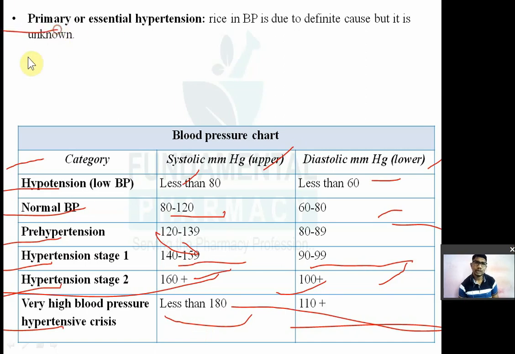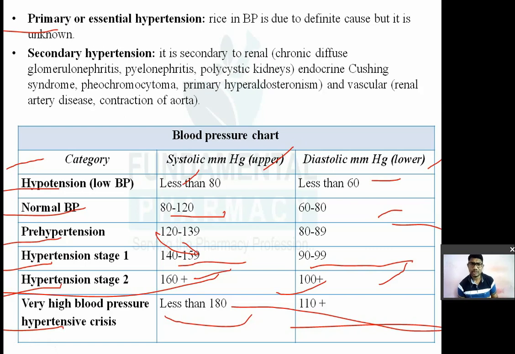So primary or essential means what? In this case, the cause of hypertension is not known. The increase in blood pressure is due to a definite cause, but that cause is unknown. It is not known why this is happening; that is called primary or essential hypertension.